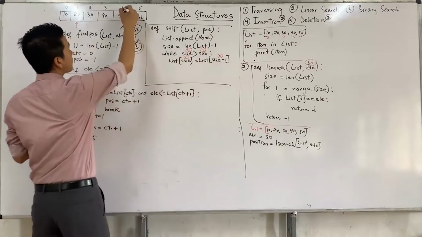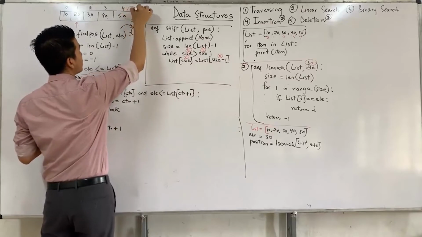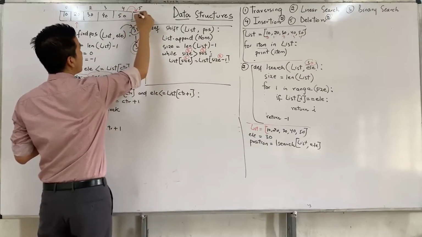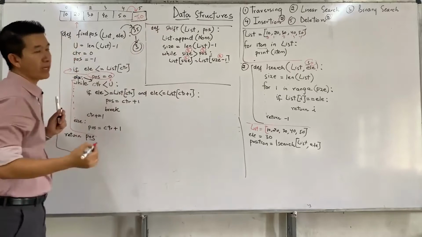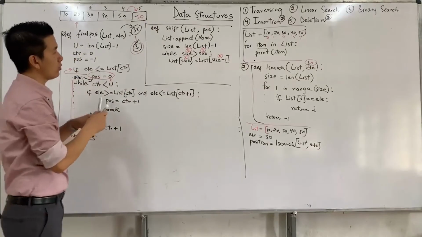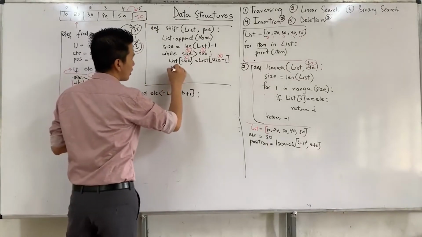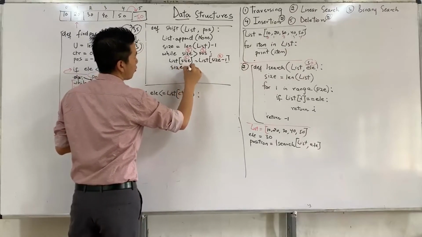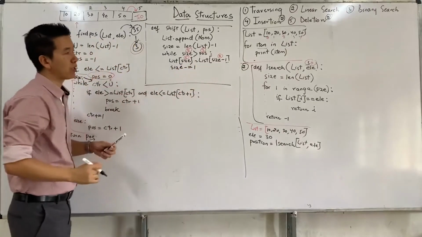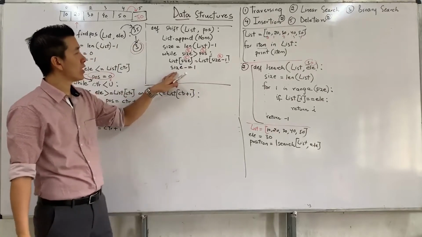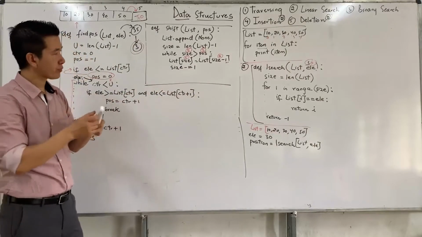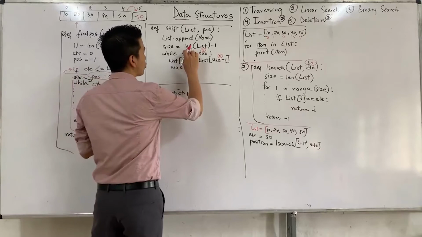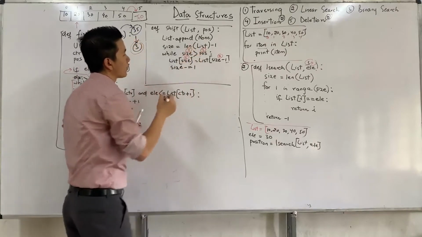50 is being copied onto this. So you now have 50 here. Okay, and then I need to reduce or decrement the value of size by 1. This is the shorthand expression. So the value of size will now be 4.